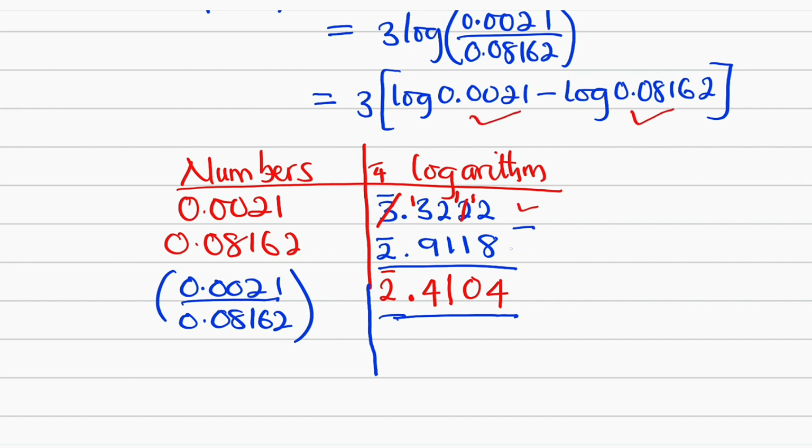We have obtained this, which is equal to this. We have subtracted to obtain this. All we have left is to multiply by 3. And remember, this 3 is our power, which is our index. So let me bring it back.